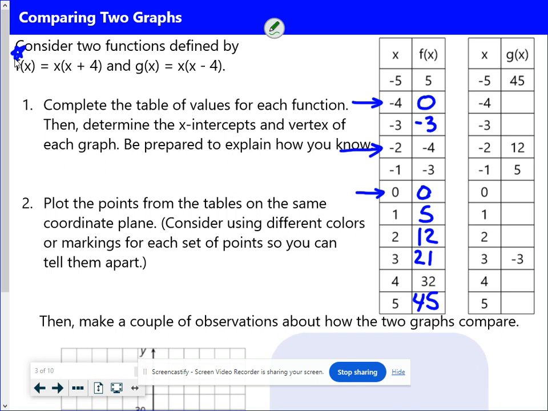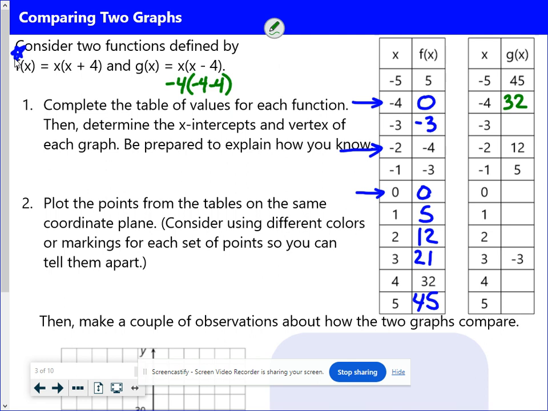Again, very similar looking, but we've got a subtraction in here. They have a -5 already figured out for us, so we're going to put in -4. So I'm going to have -4 times -4 minus 4. -4 minus 4 is -8. -8 times -4, 2 negatives multiplied together give me a positive. That's going to be 32.